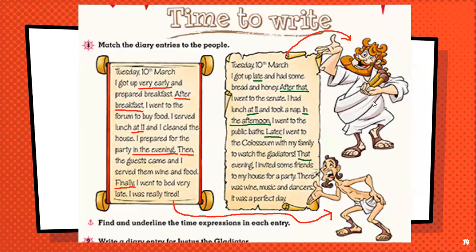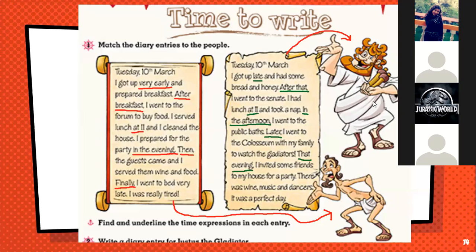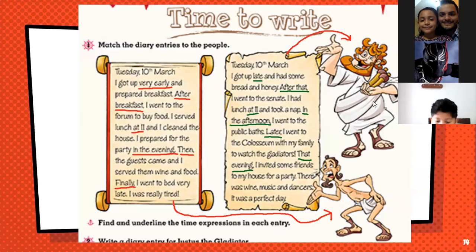So when you finish this activity, you tell me, Miss, I finished, or I did it. You can underline with different colors for understanding. And remember, we have very early, after breakfast, at 2, in the evening, then, and finally. These are the time expressions that we can find in the first diary entry. And in the second one, we found late, after that, at 2, in the afternoon, later, that evening. All of these are the time expressions.